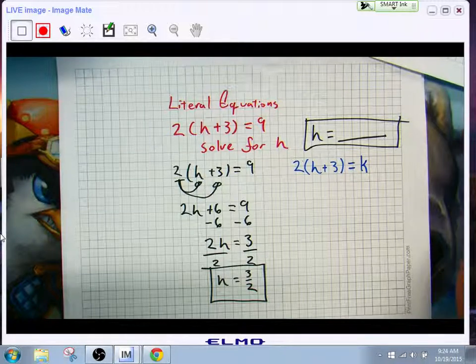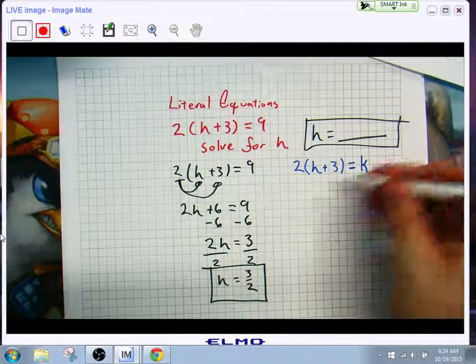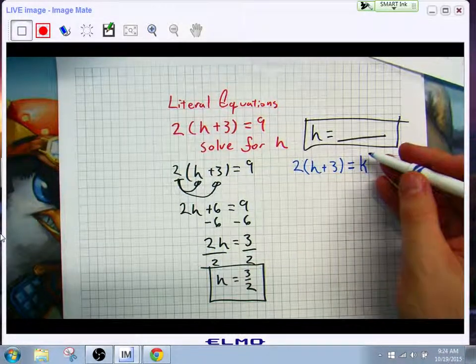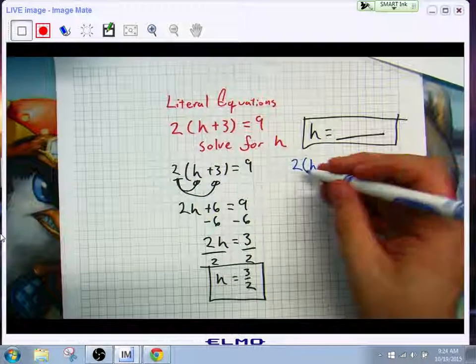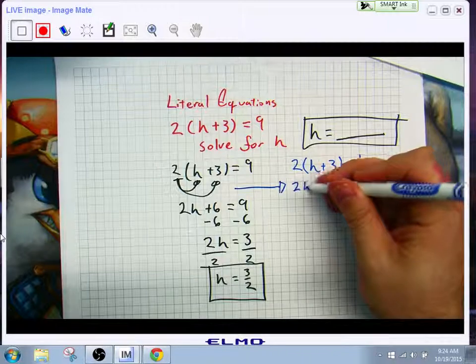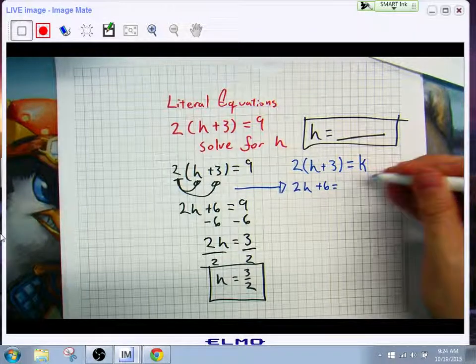Well, the steps are going to be exactly the same. I'm still going to do the same things. It's just instead of a 9, I'm going to have this k. So I'll start by distributing my 2 again. This step's going to be exactly the same. So I end up with 2h plus 6 equals k this time.